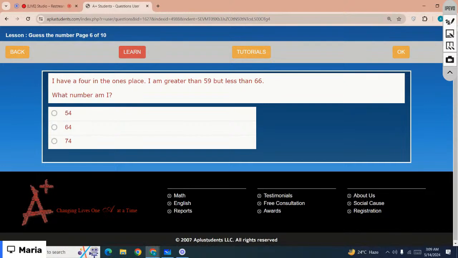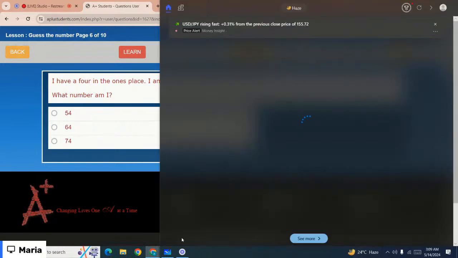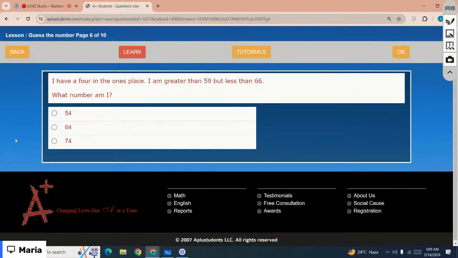I am a 4. I have a 4 in the ones place. I am greater than 59 but less than 56. Which number am I? Which is the correct option?